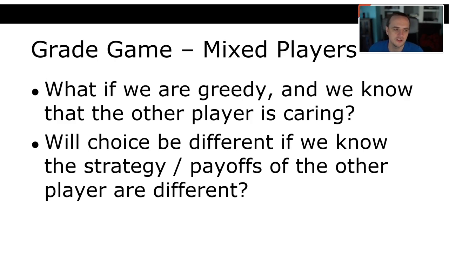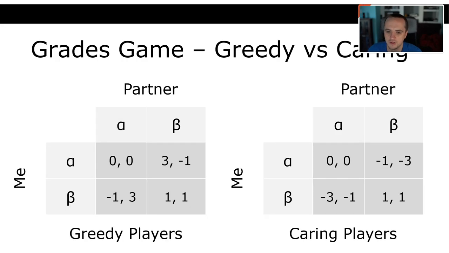So now we looked at the case where both people were greedy. We looked at the case where both people are caring, okay? So, what if we are greedy and we know that the other player is caring? Will our choice be different if we know the strategy and the payoffs of the other player are different? Okay, so, let's look at this.